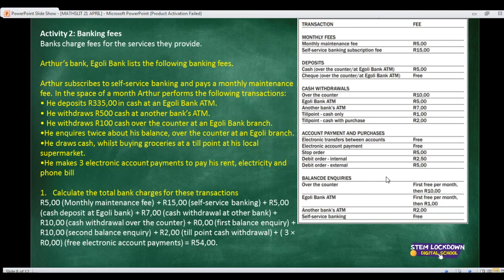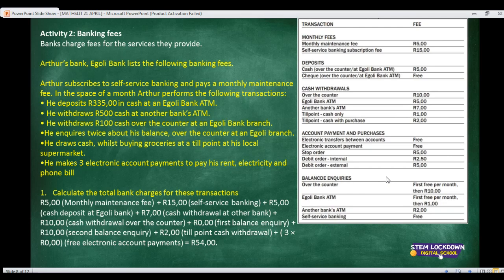Firstly, he deposits 335 rands in cash at an Egoli Bank ATM. He withdraws 500 rands cash at another bank's ATM. He withdraws 100 rands cash over the counter at an Egoli Bank branch. He inquires twice about his balance over the counter at an Egoli branch. He draws cash whilst buying groceries at a till point at his local supermarket. And he makes 3 electronic account payments to pay his rent, electricity, and phone bill.